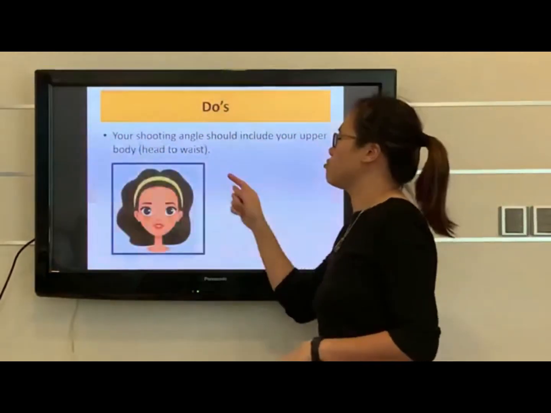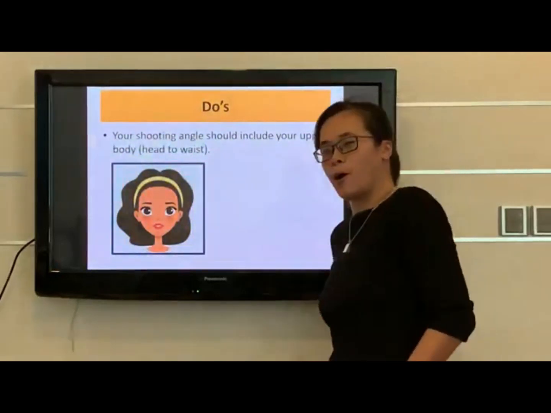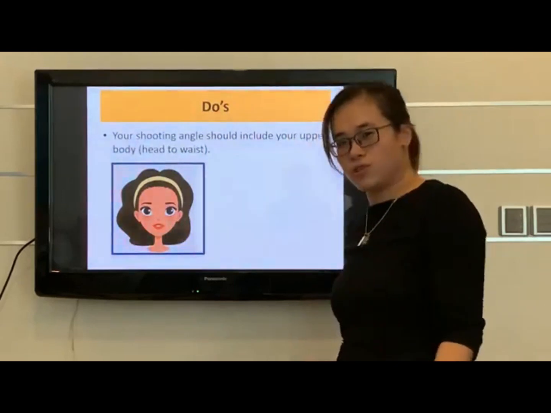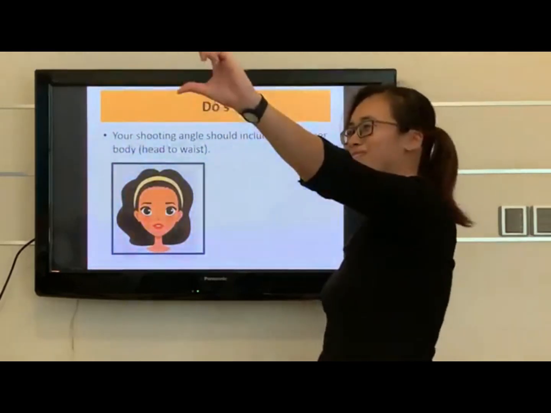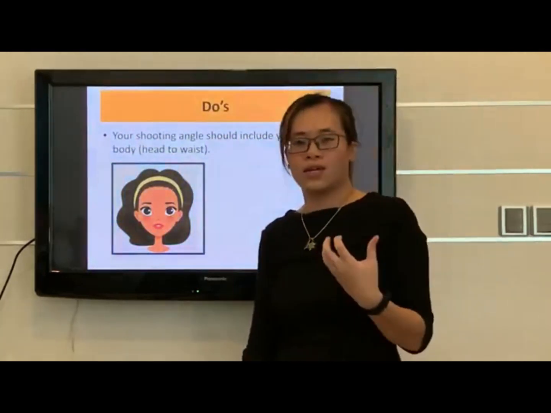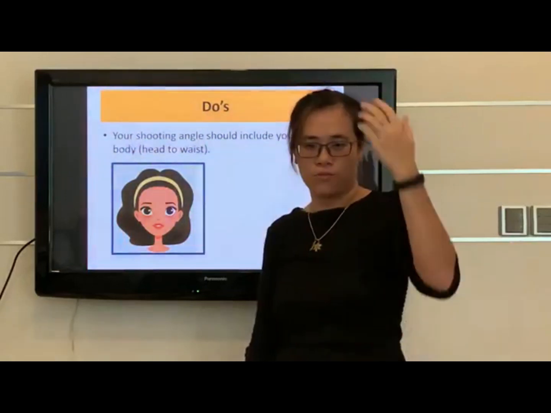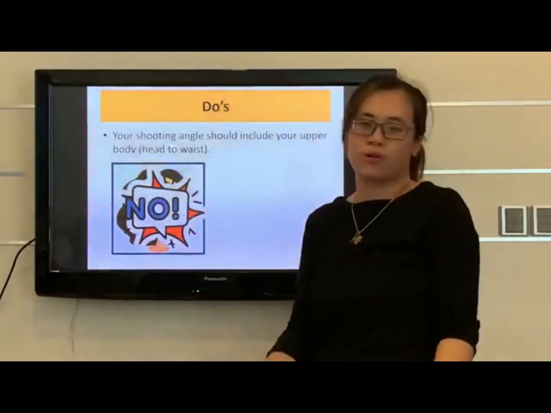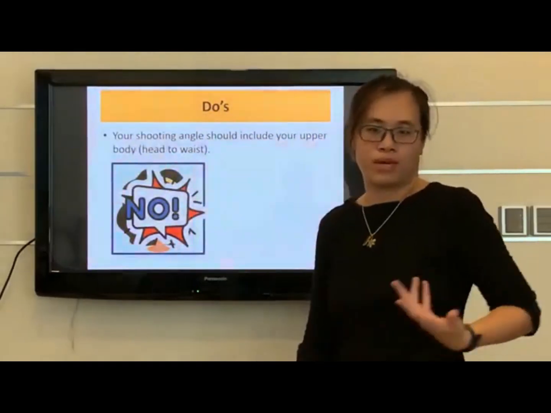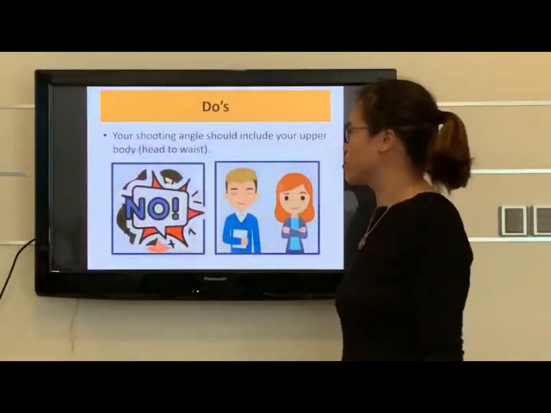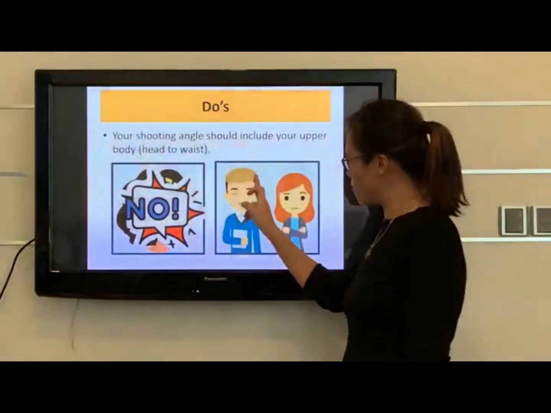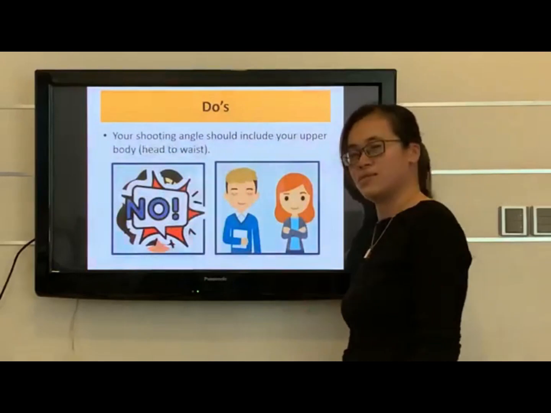Number one, your shooting angle should include your upper body, head until your waist. Better you use a selfie stick instead of holding your camera like this. Or ask your friend or ask your family to help you from head to your waist. Now wear proper clothes. Don't just wear anything you like. Don't do just a headshot, but from the head to the waist.